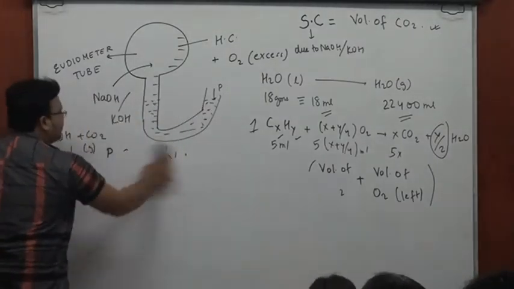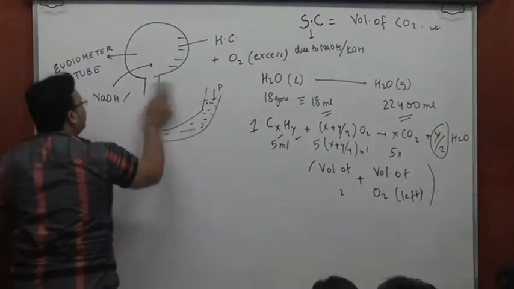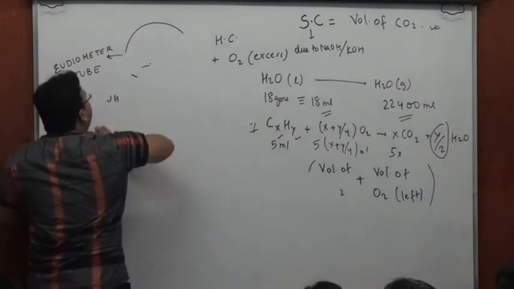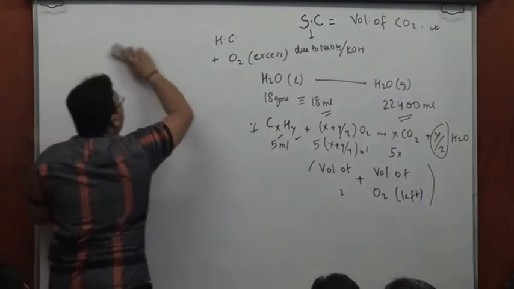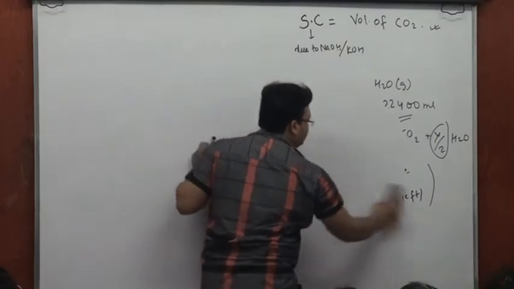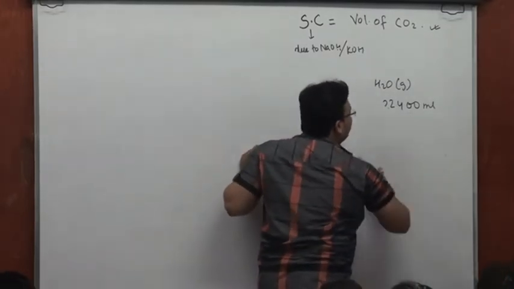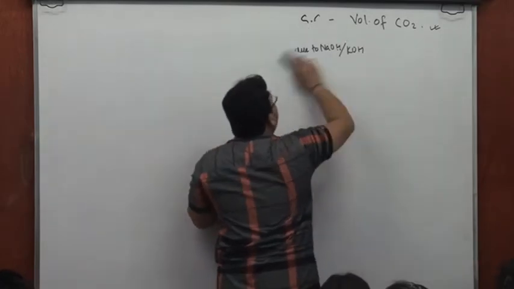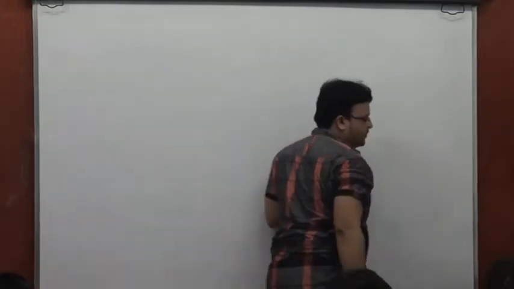And now, in solving all these questions, we will relate to these two results. Primary contraction is the volume of hydrocarbon plus oxygen used minus carbon dioxide formed. Secondary contraction is the volume of carbon dioxide. I repeat, keep these two things in mind.